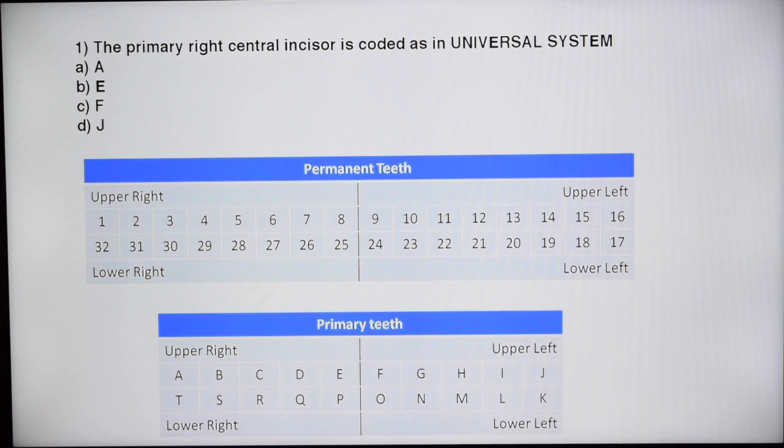In this video, let's discuss a few multiple choice questions in dental anatomy. Coming to the first question, the primary right central incisor is coded as what in the universal system. We have discussed tooth numbering systems extensively in one of the videos, you can refer to that video for more information. So in the universal system, the primary right central incisor is represented as E, as you can see in the image here.